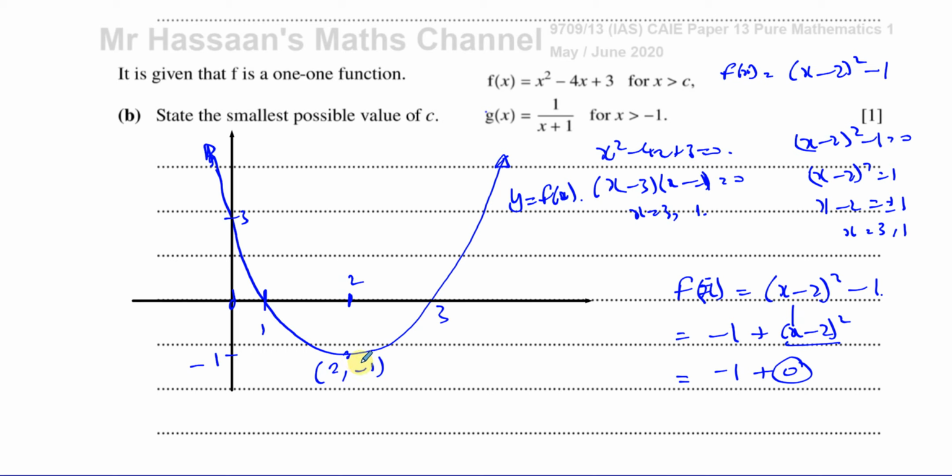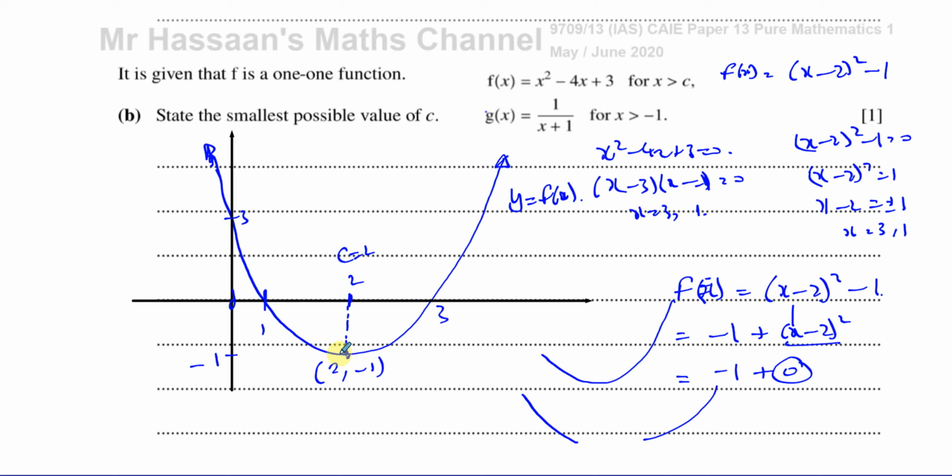Now, we mentioned that a function is a one-to-one function as long as it doesn't have a part that's falling and a part that's rising. It should be either all falling or all rising. Okay, the gradient should not be negative and positive. It should be just negative or just positive. Now, here they've told us that the domain is restricted to a value of x which is greater than c. So it's values which are on the right that we're restricted to. So what's the lowest that c can be? Well, the lowest it can be is going to be 2.